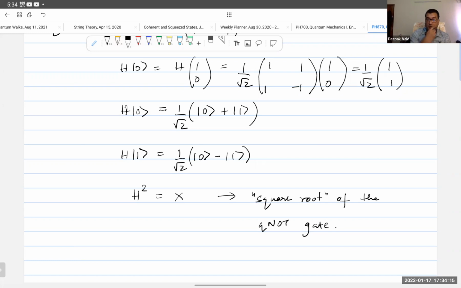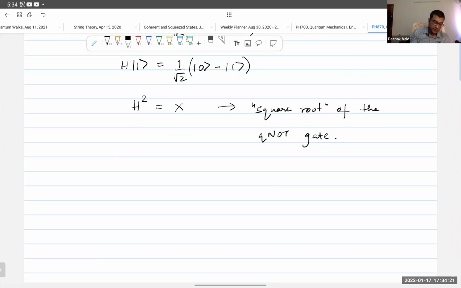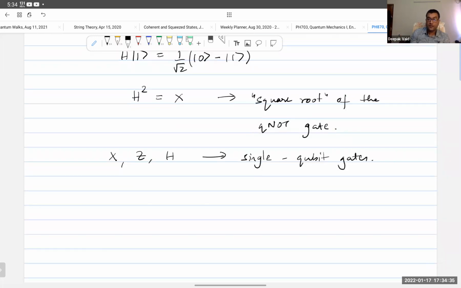So what are these gates? X, Z, H, and others that we'll talk about. These are all single qubit gates, because they act on 1 qubit.